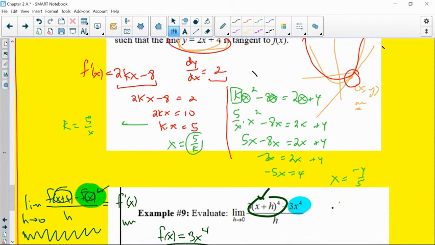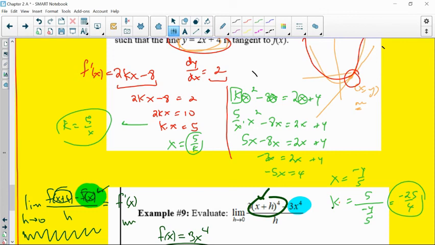Then we need to solve for k. Well, k is 5 divided by that. So k is equal to 5 divided by negative 4/5. Well, the 5 flips over, so you get negative 25/4. So there's your k value.